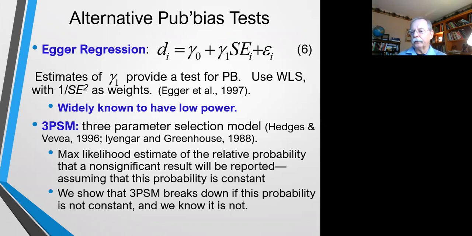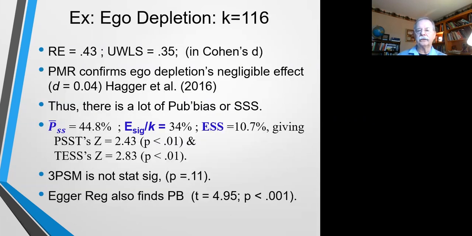3PSM is the 3-parameter selection model. There's a lot of different flavors of these selection models. They originally came from Iyengar and Greenhouse back in the 80s, but Hedges has a number of these, and Hedges and Vevea is probably the dominant strain that's still remaining. All of these selection models estimate using maximum likelihood the relative probability that a non-significant result will be reported, assuming that this probability is constant. We show that 3PSM breaks down when this probability is not constant, and we know in applications that it's not going to be constant.